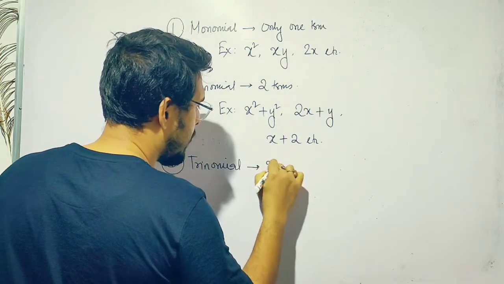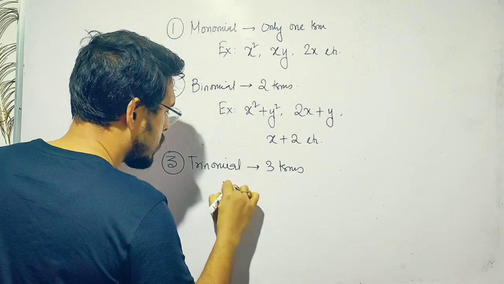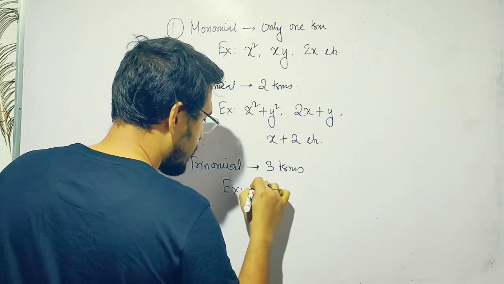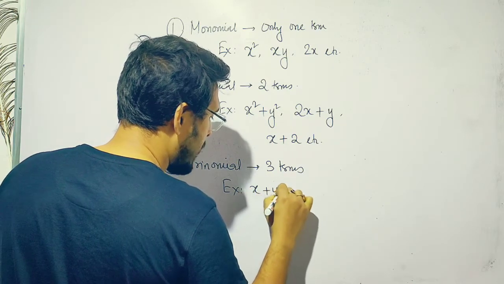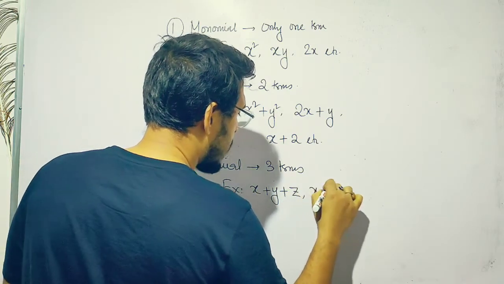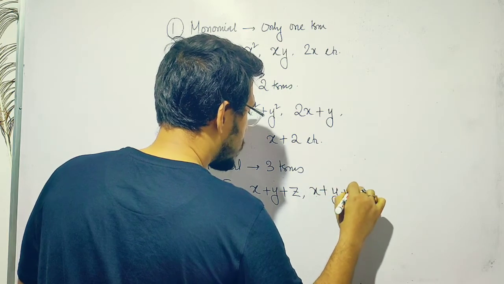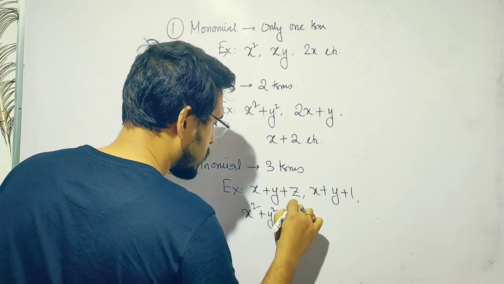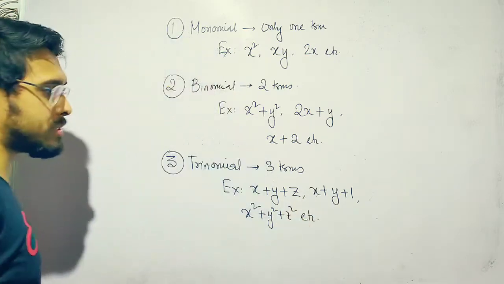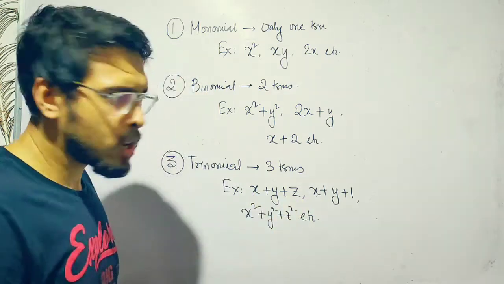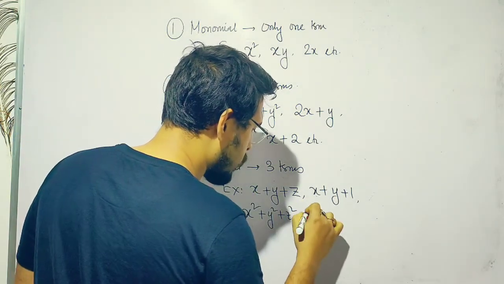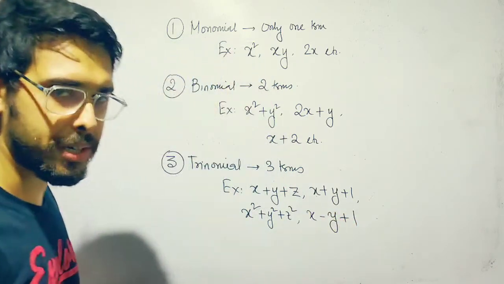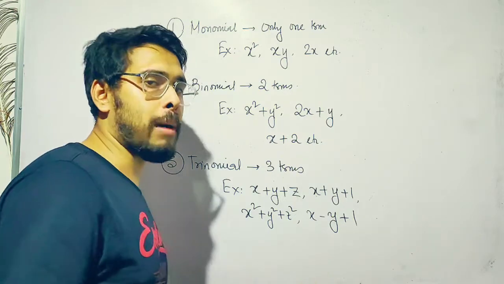Trinomial means three terms. We can take an example. It can be, let's say, x plus y plus z, x plus y plus 1, x square plus y square plus z square, etc. As you can see, there are two plus, or you can take even minus also. If you are wondering why can't minus be there, I can say x minus y plus 1, that is also there. That is also three terms. There should be a plus or a minus separating them.